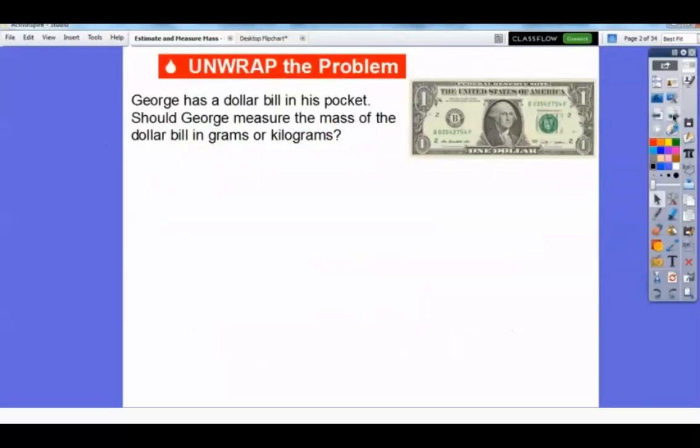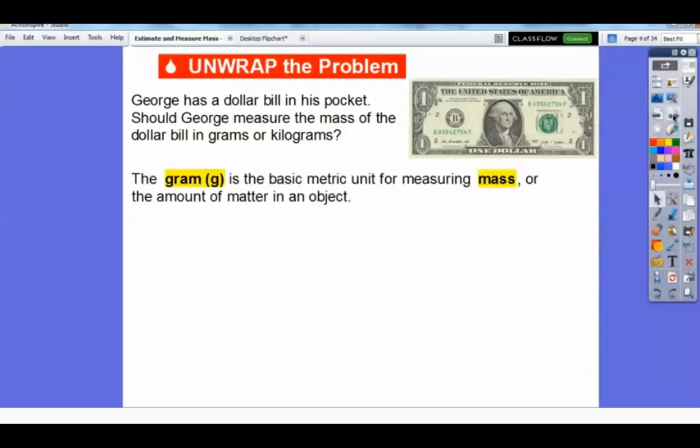Okay, so here we have a dollar bill. George has a dollar bill in his pocket. So should George measure the mass of the dollar bill in grams or kilograms? Well, a gram, you guys, is abbreviated with the letter g, and it's the basic metric unit for measuring mass, or the amount of matter that an object weighs, okay? But mass can also be measured by using a metric unit which is called kilograms, which is kg, okay? So should we measure it in grams or kilograms?